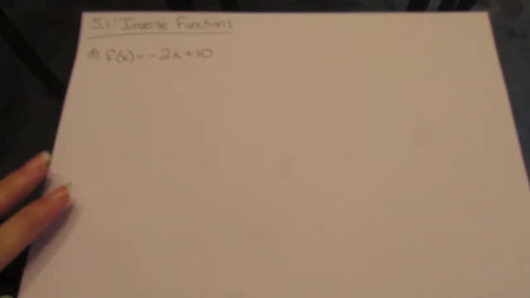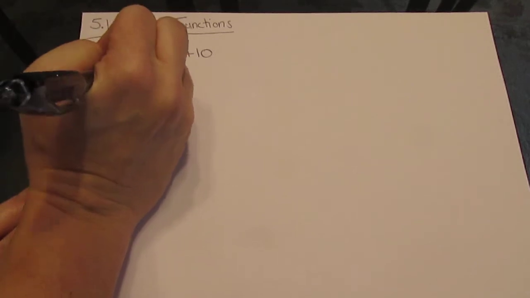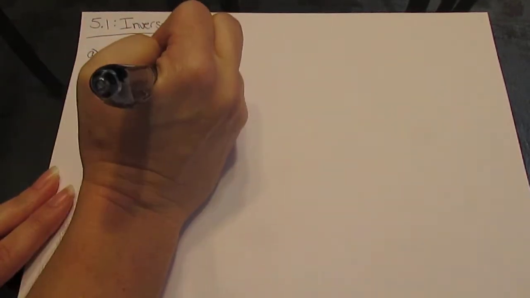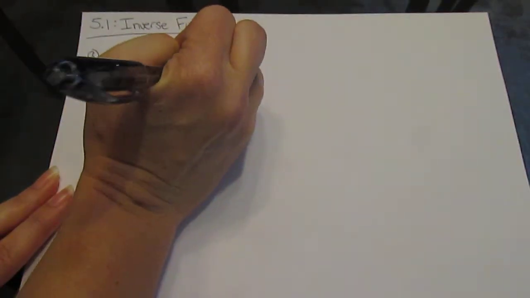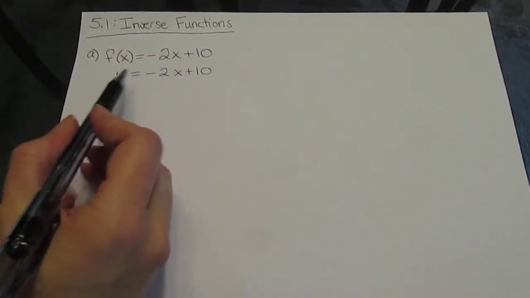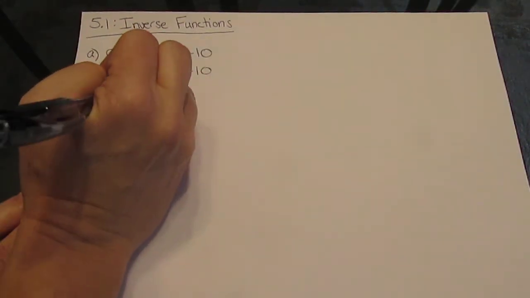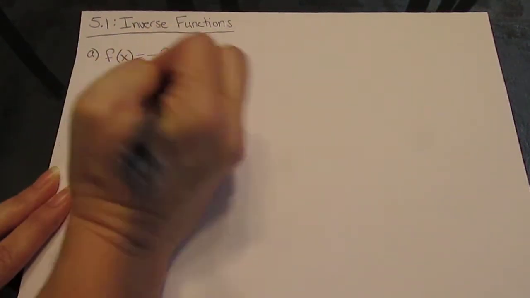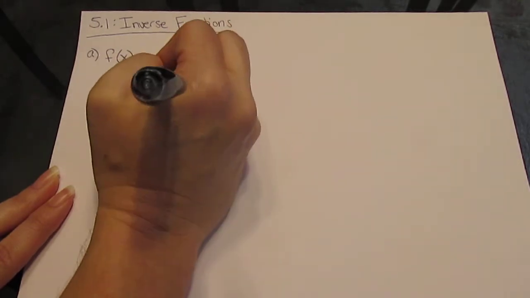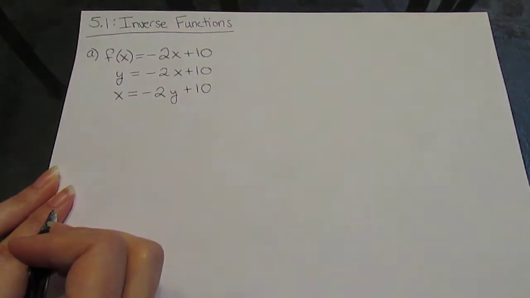Okay, so the first step is to change f of x to y. The second step is you swap x and y. So wherever you see a y, you're going to put an x, and wherever you see an x, you're going to put a y. And the last step is just solve for y.